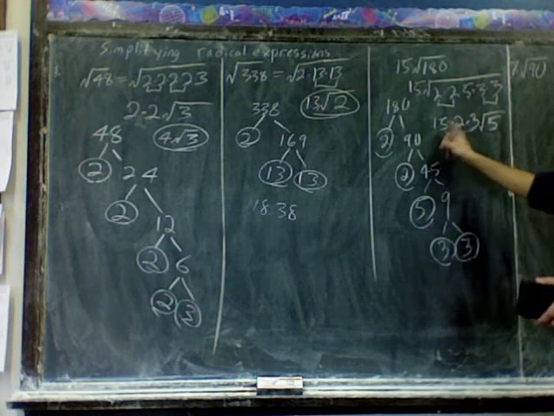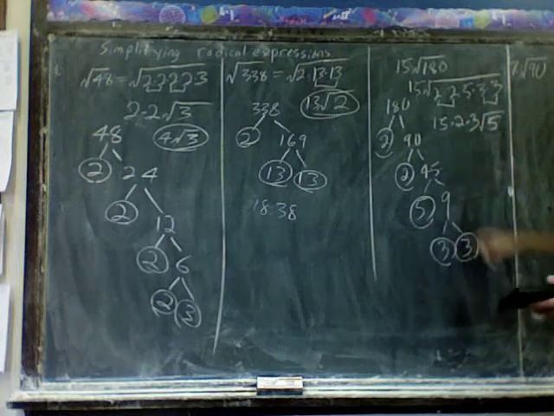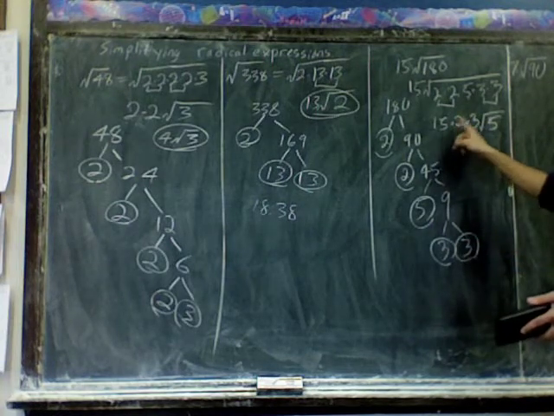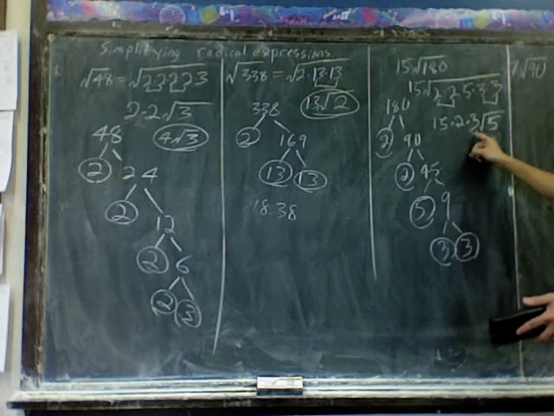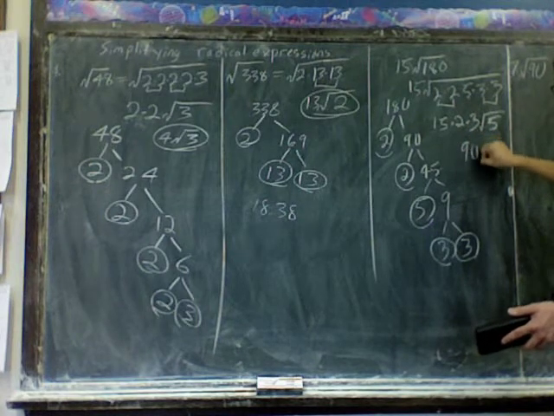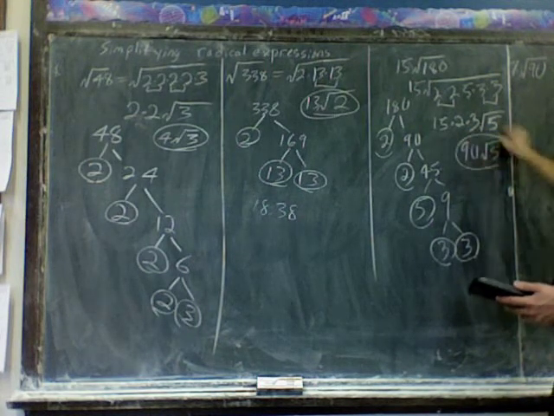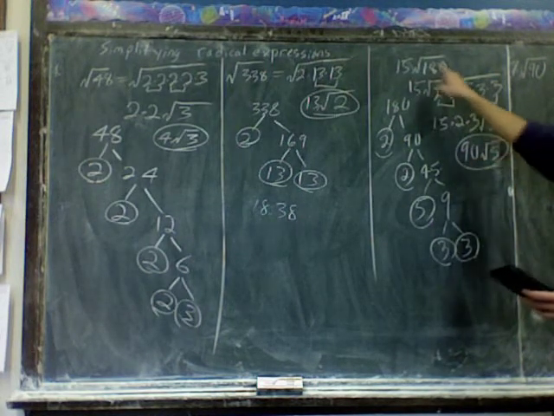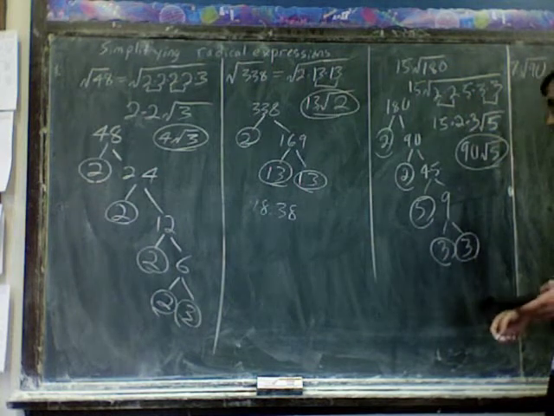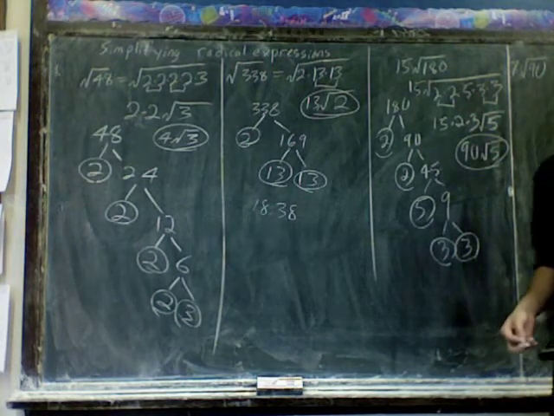And I'm not going to leave this as 15 times 2 times 3. Instead, I'm going to multiply this out. 15 times 2 is 30. 30 times 3 is 90. So this says 90 square root of 5. And again, 90 square root of 5 should be the exact same thing as 15 square root of 180. If you do it, you get the same answer both times.